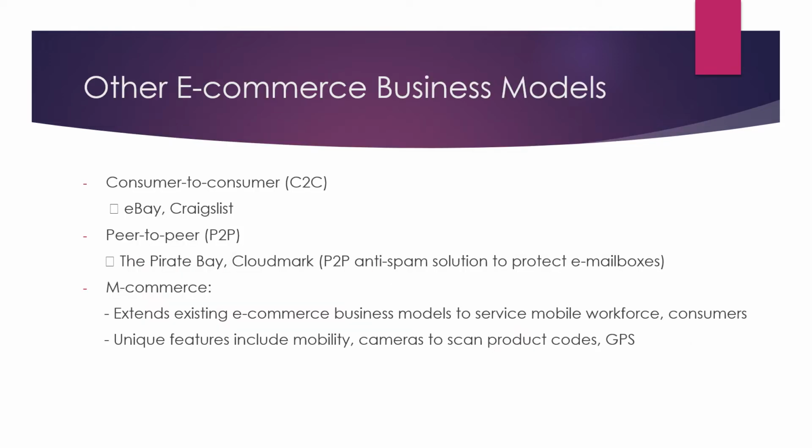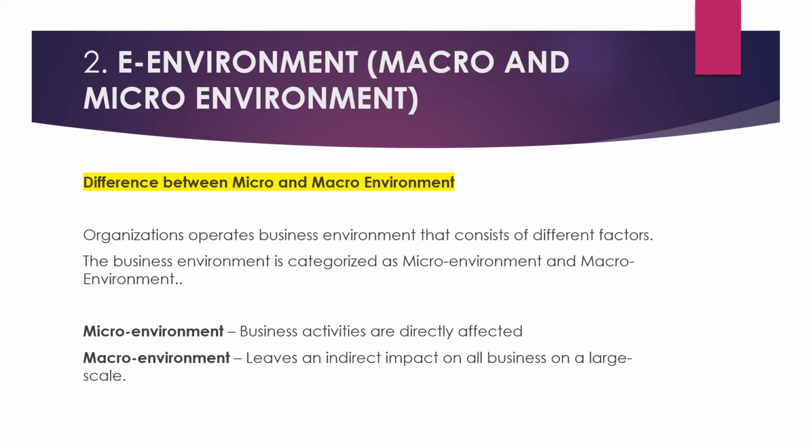For the next slide, the other e-commerce business models: the consumer to consumer or C2C, for example, is eBay. For the peer-to-peer or P2P, examples are Private Bay, Cloudmark, and the P2P anti-spam solution to protect yung mga email boxes natin. For m-commerce, it extends existing e-commerce business models to service mobile workforce consumers. Unique features include mobility, cameras to scan product codes, and GPS.